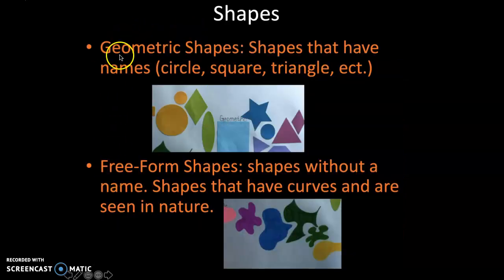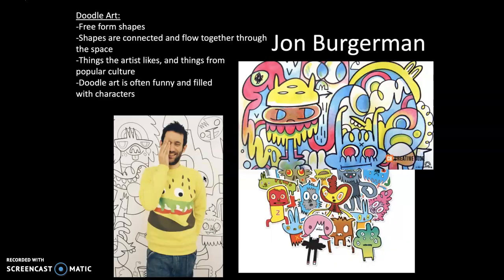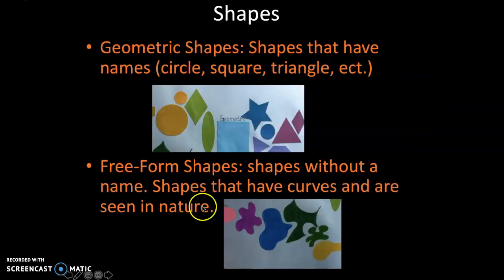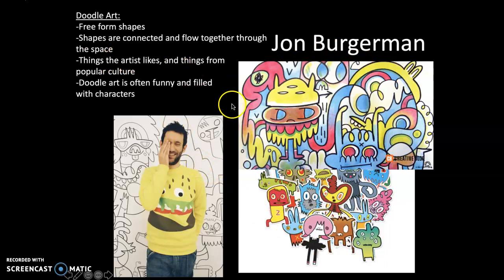Let's talk about these two words, geometric shapes and freeform shapes. Geometric shapes are shapes that we know that have names, like circles, squares, triangles, other shapes that you can put a name to. Freeform shapes are shapes that do not have a name. They're shapes that have a lot of curves and waves, and usually you see these types of shapes out in nature. So geometric shapes is what we're going to be using for part of our mural, and freeform shapes is what we're going to be using for the other part.